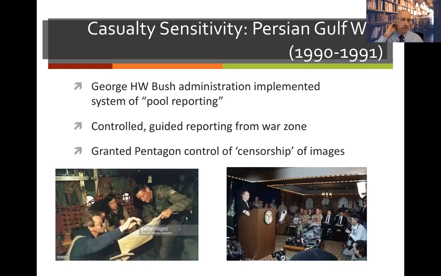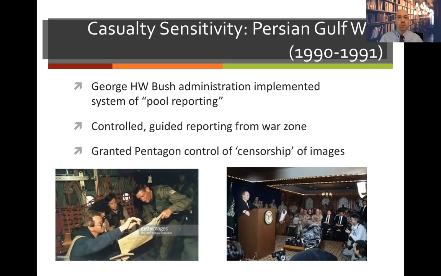A good example of the casualty sensitivity hypothesis at work would be the Persian Gulf War, 1990, 1991. This is when the George H.W. Bush administration, George Bush 41, implemented a system for pool reporting for war photography and war journalists. That basically was a system for controlled and guided reporting from the war zone. It granted the Department of Defense control of the images that were being released from US involvement in the Persian Gulf War.